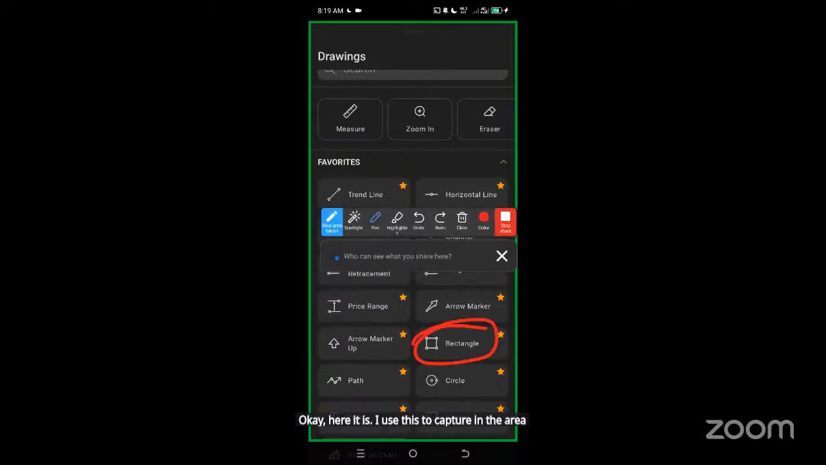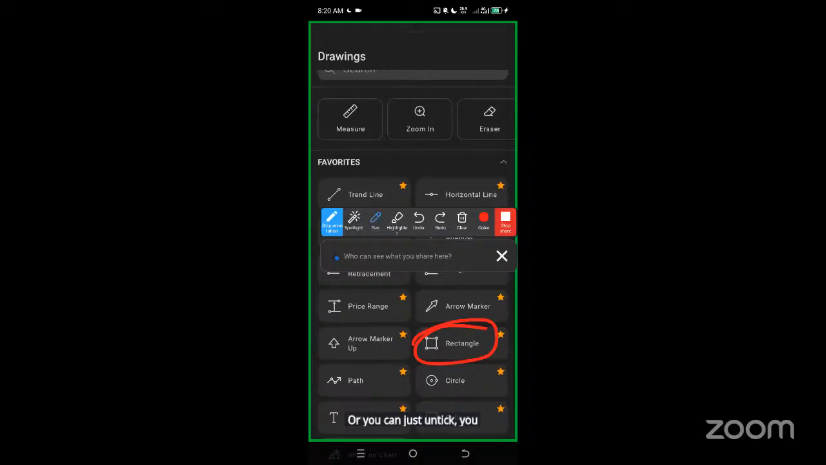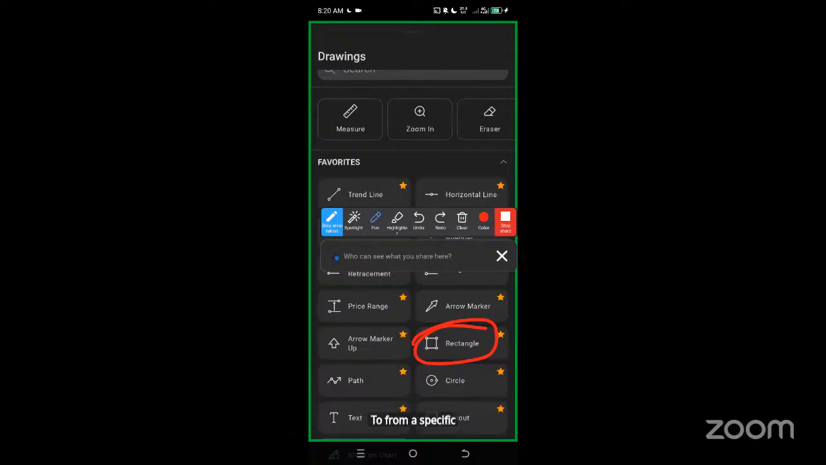It's called a rectangle, but you can customize it because in the default setting, you can allow it also be used as a drawing tool for support and resistance, especially when you're capturing an area of support and area of resistance. So you will just set it so that it can run from the right to the left. Or you can just untick that provision for extending right and left, and then it just becomes like a rectangle. So it is you who extends it manually from a specific point you want to put it to where you want it to end.